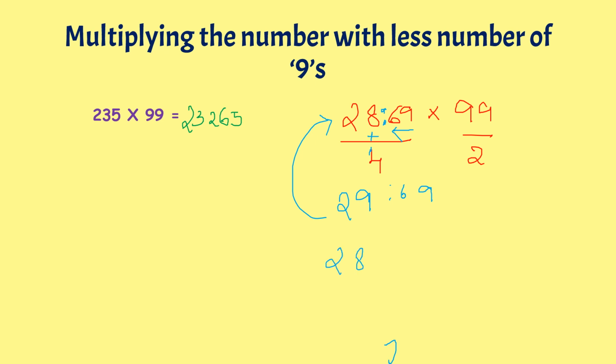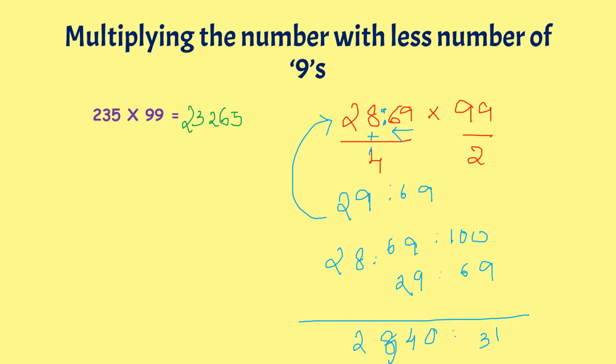Here 28 69 and 100 here. 29 69 we have to subtract. So 10 minus 9, 1. 9 minus 6 is 3. So 100 minus 69 is 31. Then 9 minus 9 is 0. 6 minus 2 is 4. And our desired answer is 2840 31.